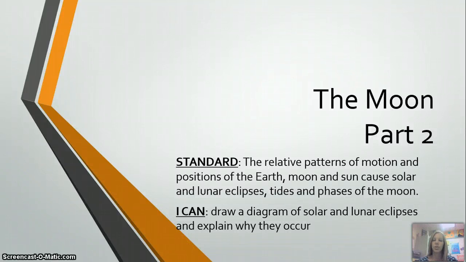I just wanted to introduce a new part of the unit that we've been working on, the moon. We are now going to be moving into learning about eclipses. So, working towards the standard of the relative patterns of motion and positions of the Earth, moon, and sun cause solar and lunar eclipses, tides, phases. Specifically, right now, we're going to be working on just solar and lunar eclipses, both drawing them and explaining how they occur.